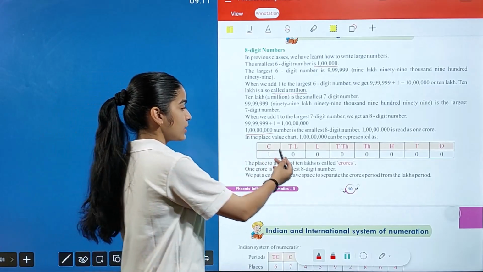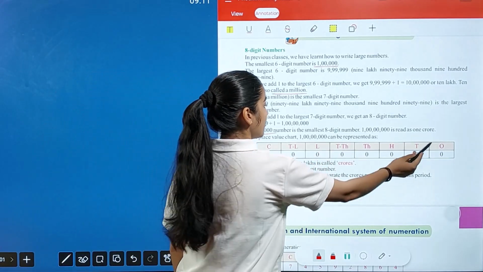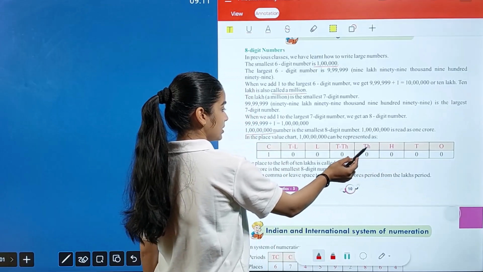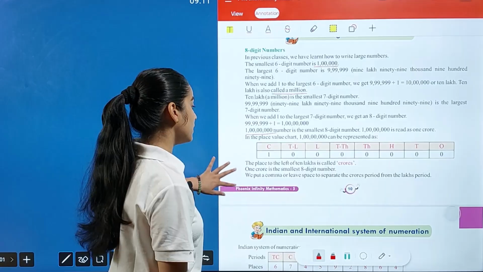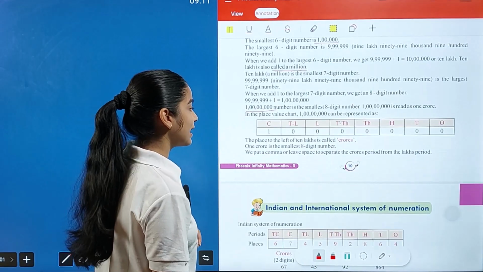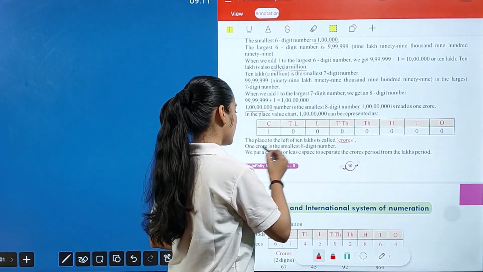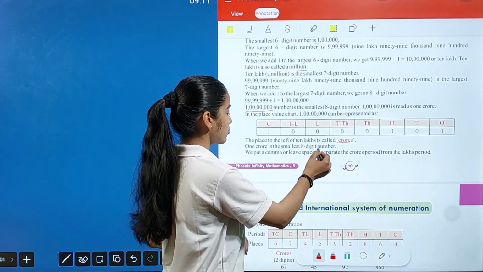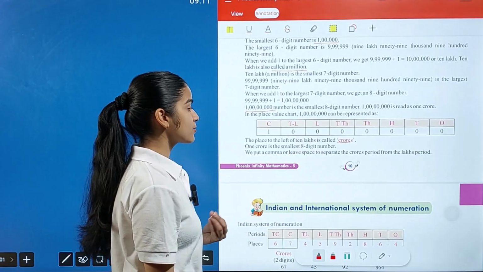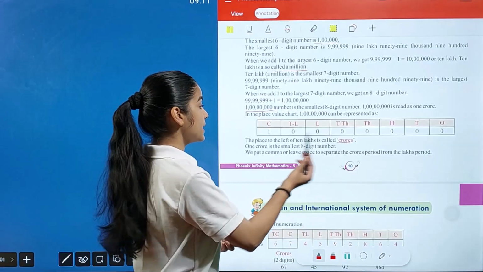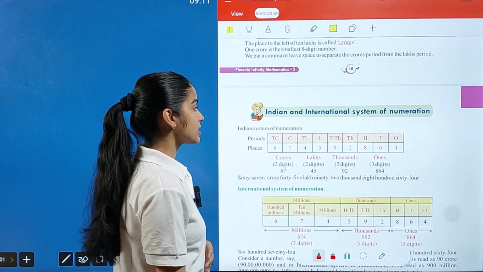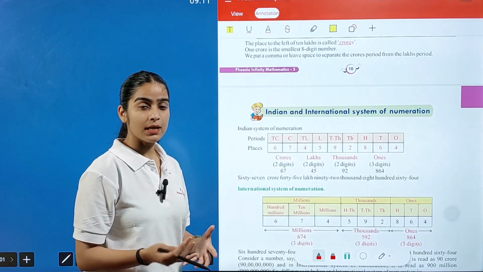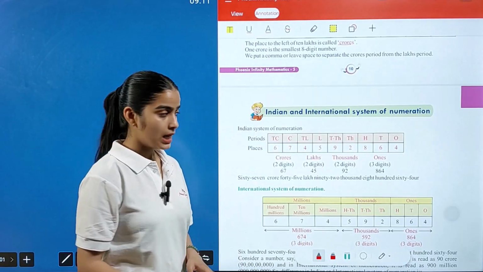So in the place value chart, we have ones, tens, hundred, thousand, 10,000, lakh, 10 lakh, and crore. The place to the left of 10 lakh is called crores. 1 crore is the smallest 8 digit number. We put a comma or leave space to separate the crore period from the lakh period. Okay. So now the Indian and international systems of numeration. We have to understand both.